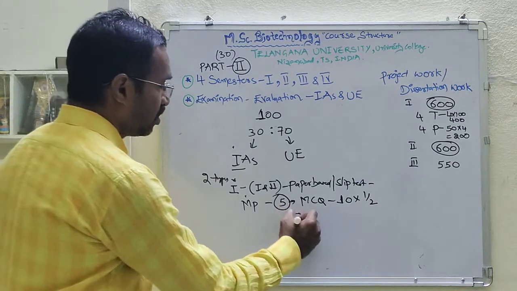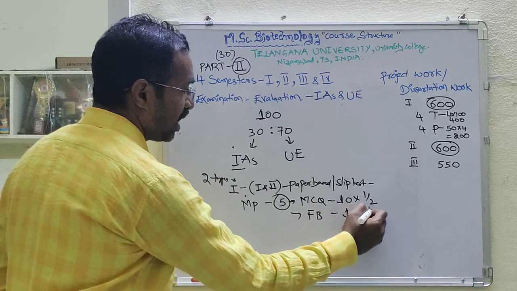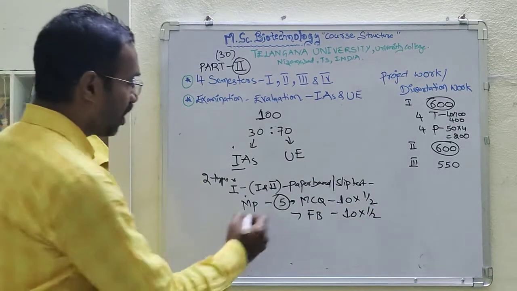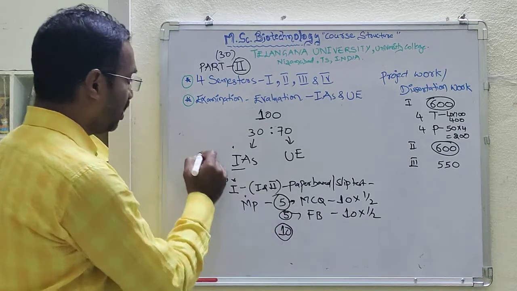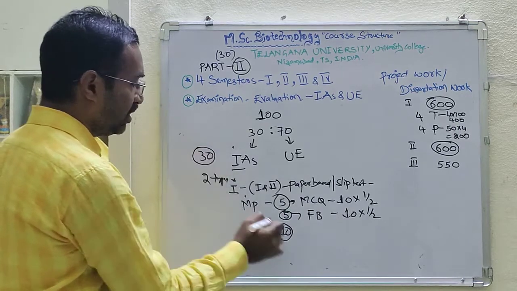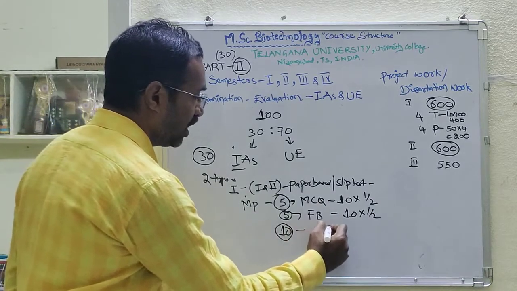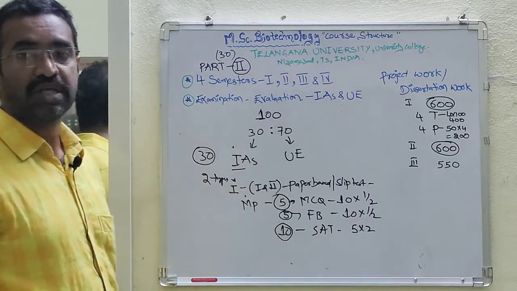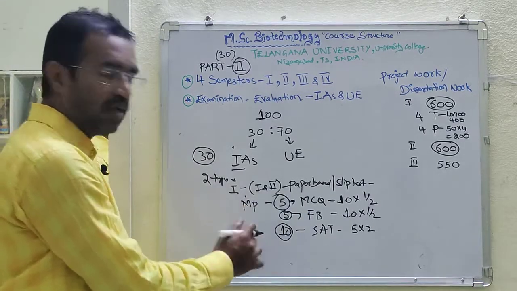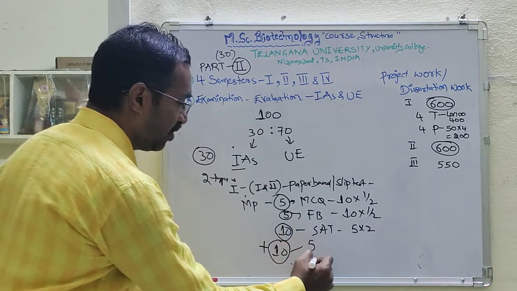Then 10 fill in the blanks, each carrying half a mark, 5 marks. Then the other 10 marks are for short answer questions, 5 into 2, 10. So you might doubt that it is only 20 now. So the other 10 marks are again divided: 5 marks and 5 marks.